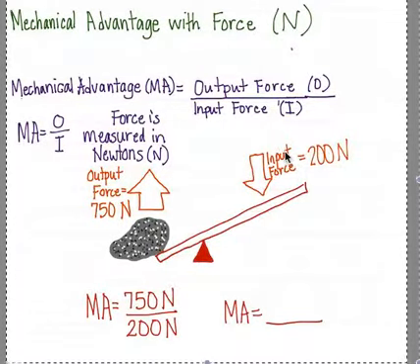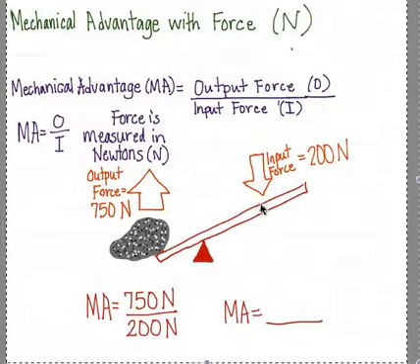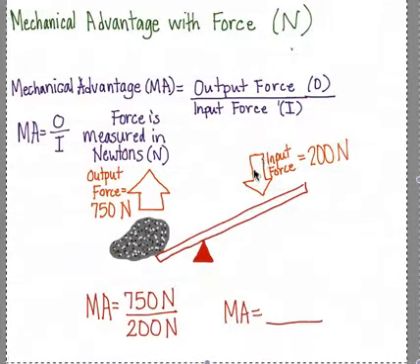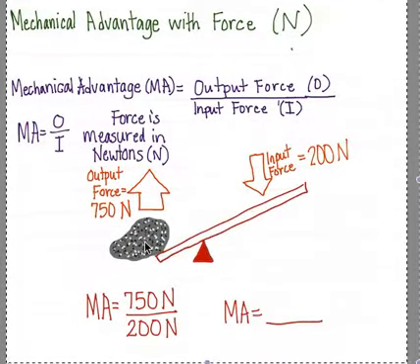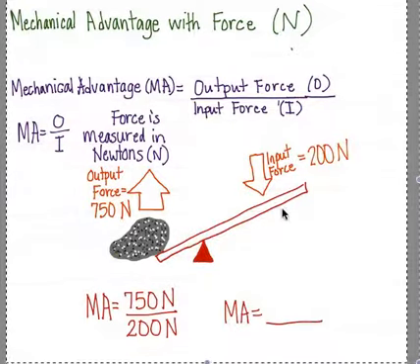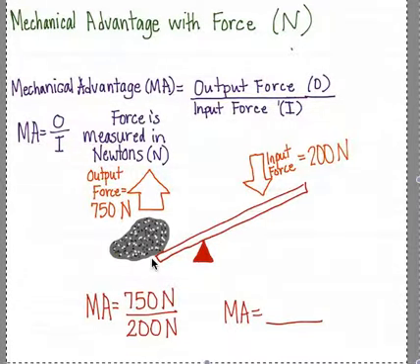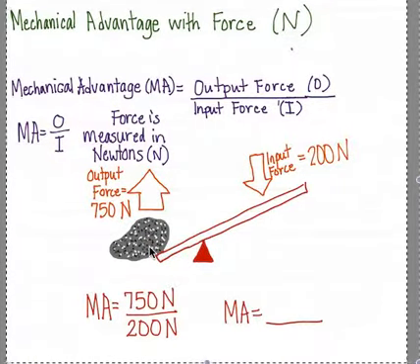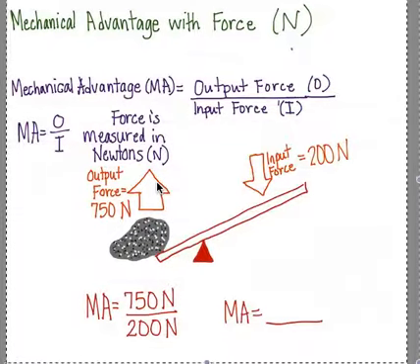Now, over here on this lever, when someone pushes down with 200 newtons of force, that's the input force. In this case, they're trying to lift up a big piece of granite. So they push down with 200 newtons of force, and this particular lever gives an output force of 750 newtons.